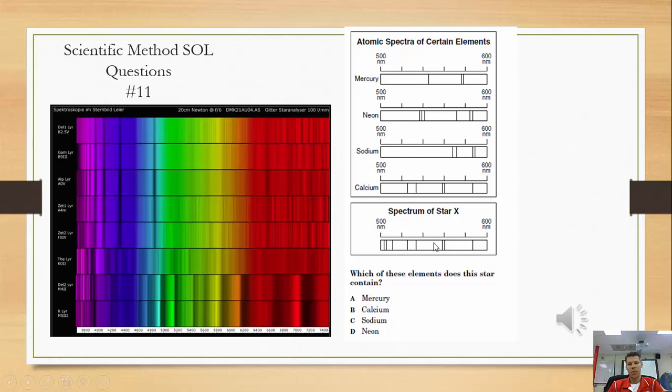So basically it's asking you which is star X, which one of these? And if you look, we see that it doesn't really match up with mercury, doesn't match up with neon, definitely doesn't match up with sodium. There's no long space here. But if you look at calcium, look here, we got 1 line, 2 lines, like right here. We've got a big space, then we got 2 close lines, big space, and then another little square. So this star has a lot of calcium. So which of these elements does this star contain? And the answer is B, calcium.